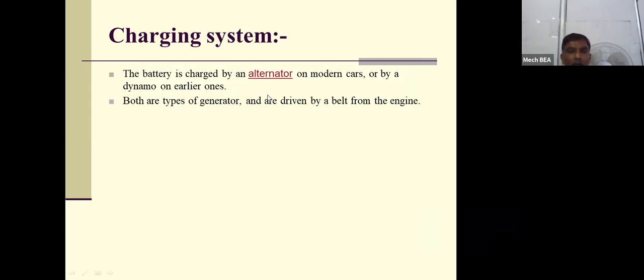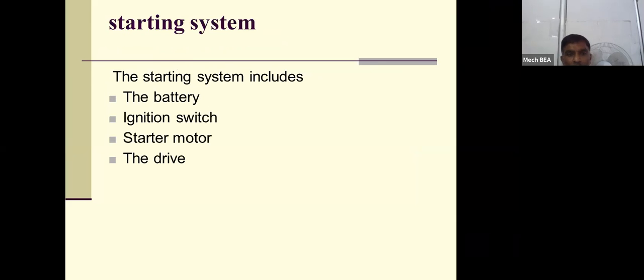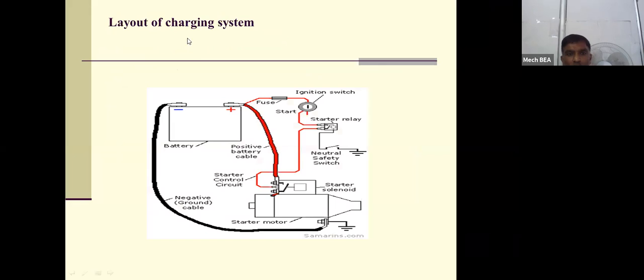Previously dynamos were used. Now that term has changed, and alternators are used in the charging system. Both are typically called a generator, and they are driven by a belt from the engine. Again, another schematic diagram.